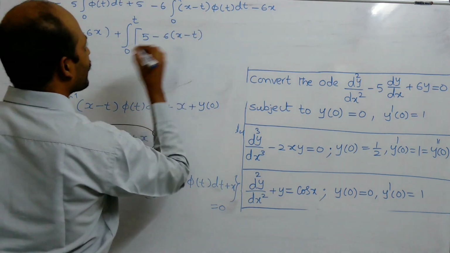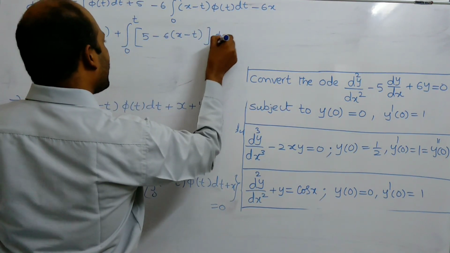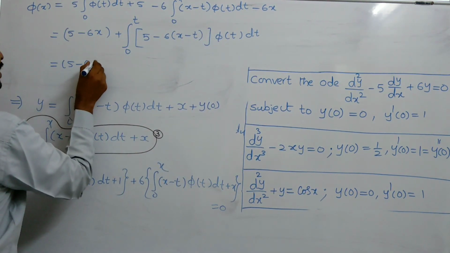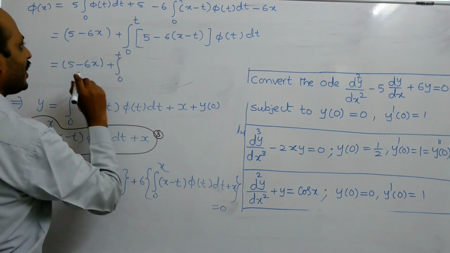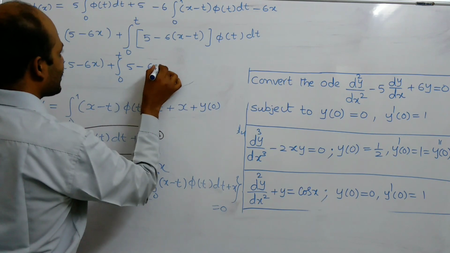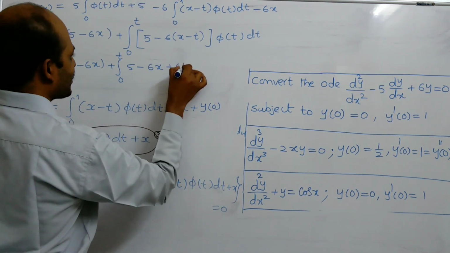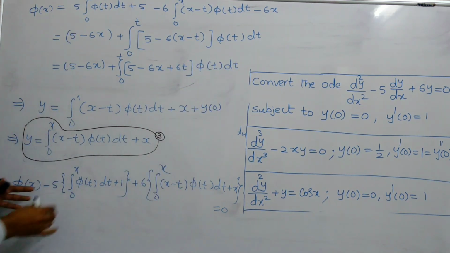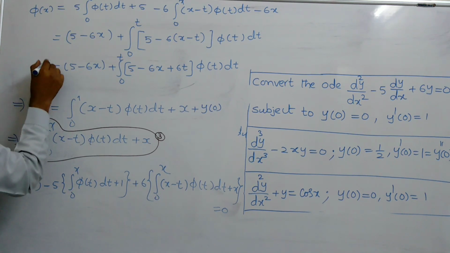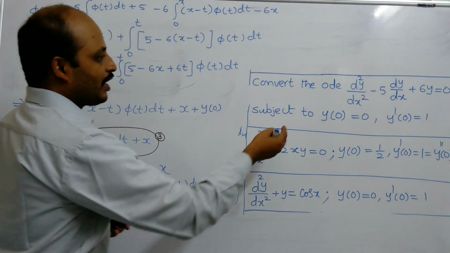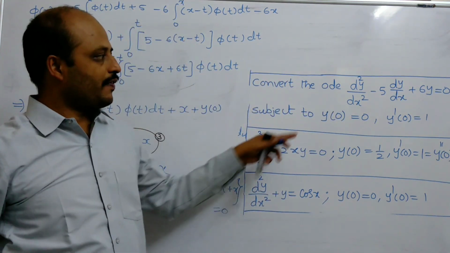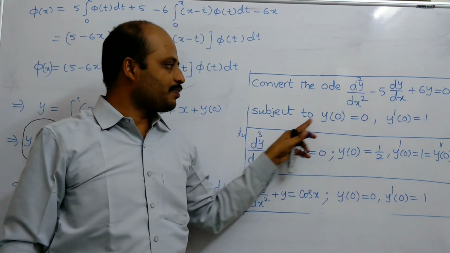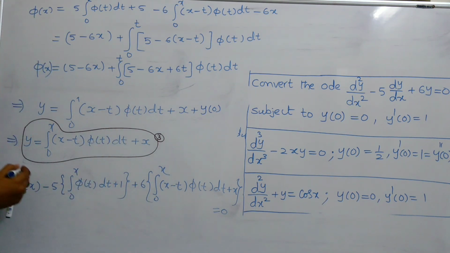into x minus t phi of t dt, which is equal to 5 minus 6x plus integral 0 to x of 5 minus 6x minus 6t, phi of t dt. You observe that this is the required integral equation corresponding to the given differential equation d square y by dx square minus 5 dy by dx plus 6y is equal to 0, subject to these two conditions.